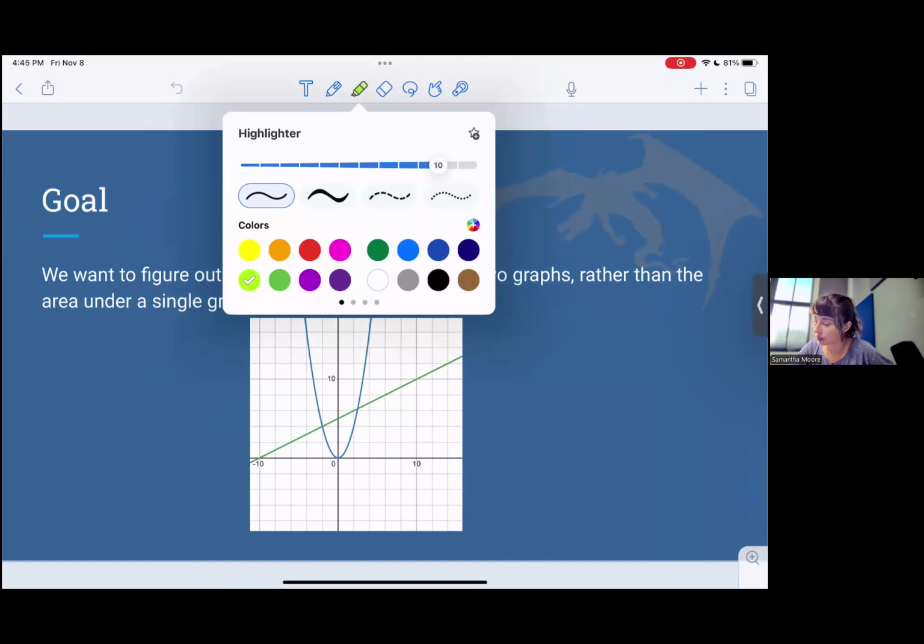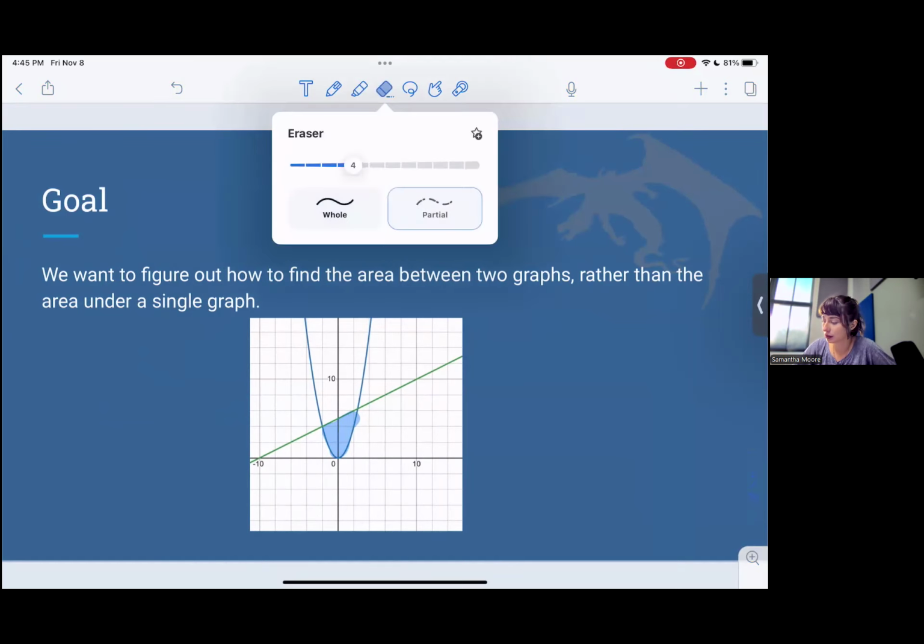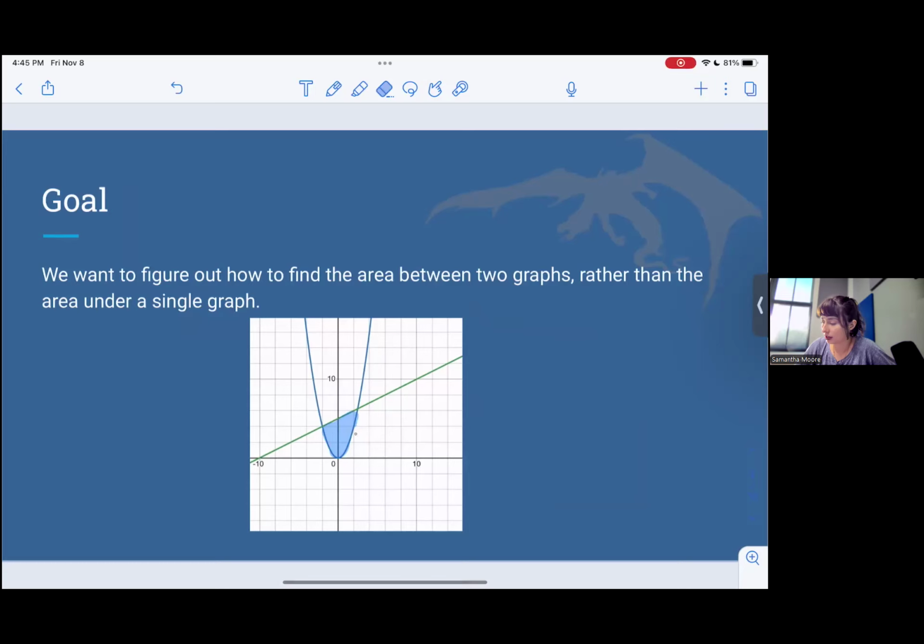So for an example picture, I've got these two functions, and I want to find the area that isn't just underneath one of them, but it's under the green graph, but above the blue graph. So I want to take what we've been learning about integrals so far and adjust it to handle this new situation.